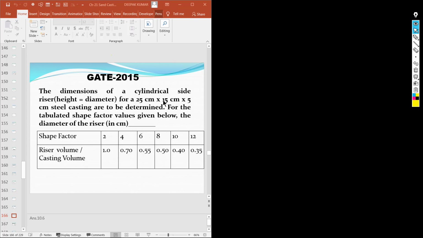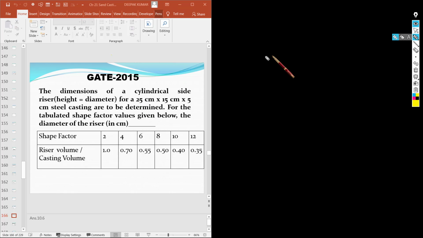In this question which was asked in GATE 2015, the shape factors are given in the form of a table. Here riser volume divided by casting volume is given along with the shape factor. So what will be the shape factor? (25 plus 15) divided by 5, how much is that? 8. So for 8 it is 0.5. So riser volume divided by casting volume is 0.5. So riser volume will be 0.5 into this volume. We will calculate, and from there it is very easy now.